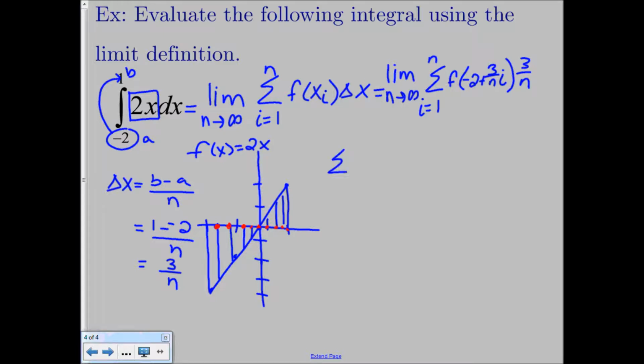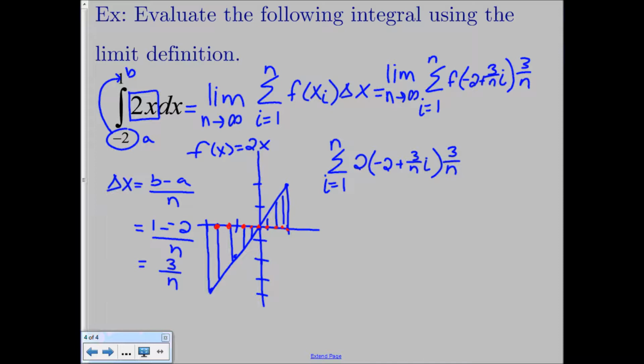So we're just going to copy our sum down here. Instead of writing f of negative 2 plus 3 over n times i, let's actually plug that in so we can get rid of the f. f was 2x, so we have 2 times negative 2 plus 3 over n i, times 3 over n. Now, the indexing variable in this sum is i, so n's are technically a constant here. So we can pull out n's and anything like that. Now we can go through and simplify.